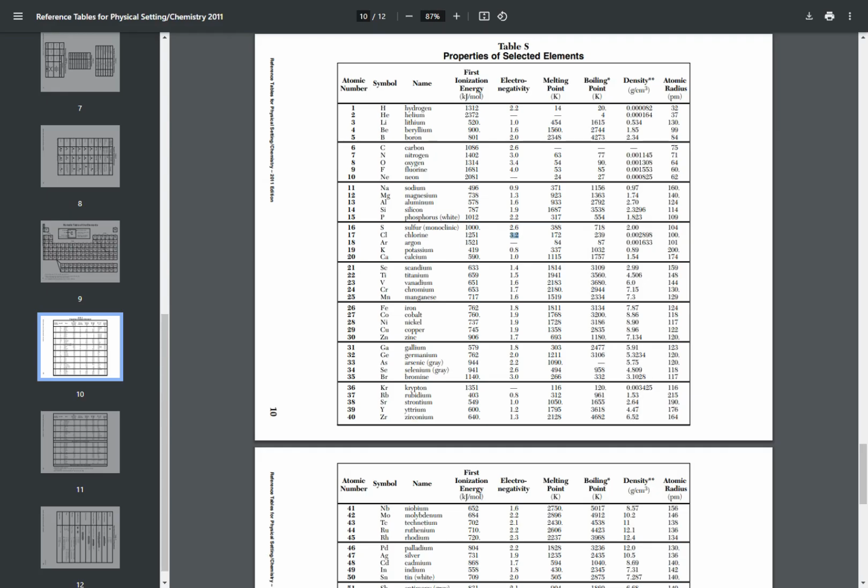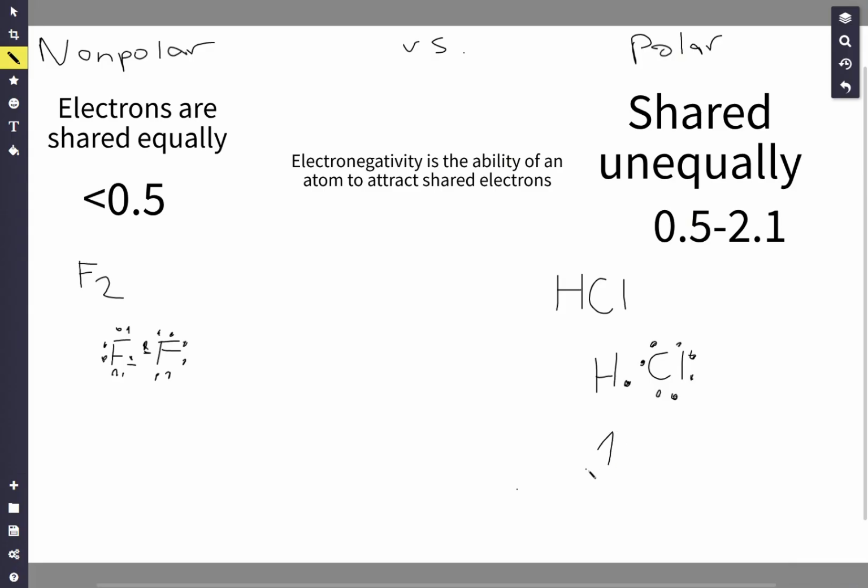If we go to our reference table, this is the New York Regents reference table for chemistry, we can see that hydrogen's electronegativity is 2.2, while chlorine's electronegativity is 3.2. So this means that there is a difference of 1 electronegativity between hydrogen and chlorine. So that means it is a polar covalent bond. Because chlorine has the higher electronegativity, 3.2, the electrons are going to be closer to chlorine, right? Remember, electronegativity is the ability of an atom to attract shared electrons.